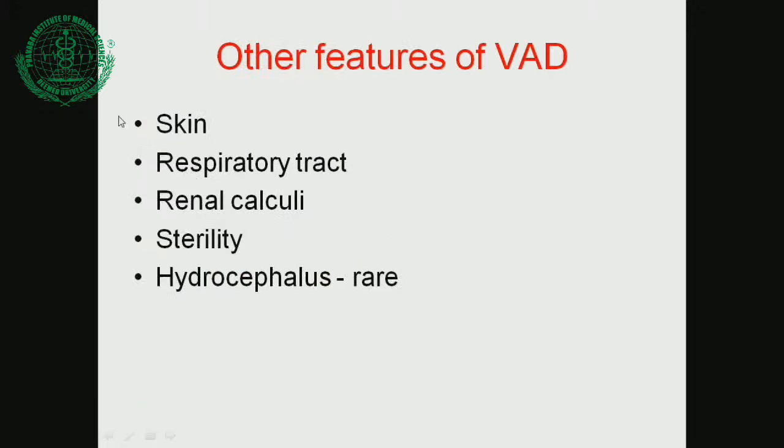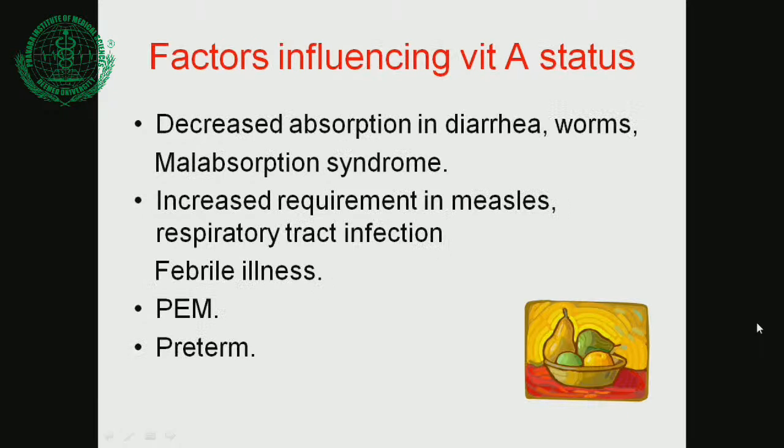Other features of vitamin A deficiency: the skin becomes dry, that is called toad skin. In the respiratory tract, there may be recurrent respiratory infection. Renal calculi are seen because of the vitamin deficiency. Sterility occurs because spermatogenesis is hampered. And hyperspermia is a very rare feature of vitamin A deficiency. We will not go into details of that.